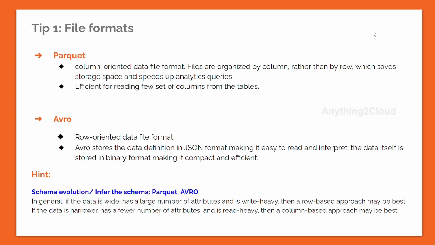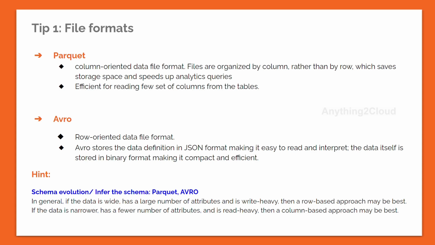Next, let's move on to Avro. Avro is a row oriented data file format. Avro stores the data definition in JSON format, which makes it easy to read and interpret. The data itself is stored in binary format, making it compact and efficient. So basically, Avro is a row-oriented data file format, and Parquet is a columnar data file format. Both support schema evolution and inferring the schema.